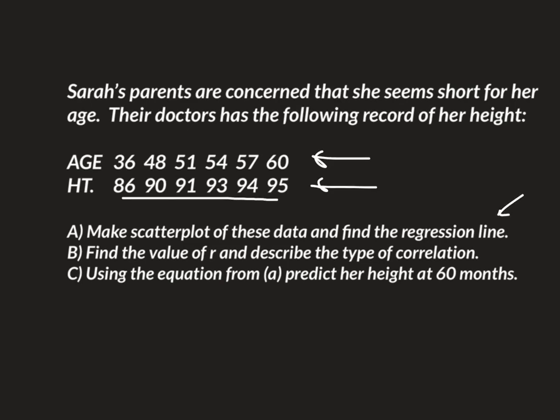Part A, you have to make a scatter plot of these data and find the regression line, meaning the equation of the regression line, not the line, but the equation. Part B, we're going to find the value of R and describe the type of correlation that represents. And part C, we're going to use that equation from A to predict her height at 60 months, or when she is 5 years old.